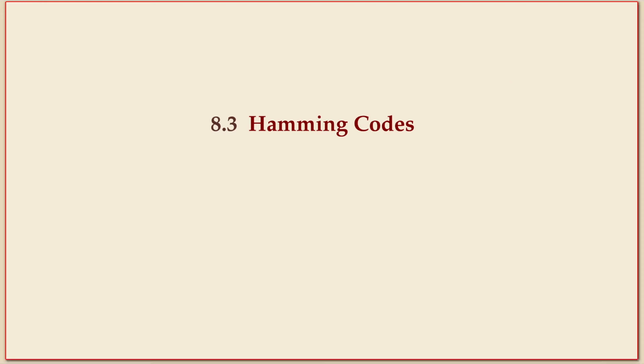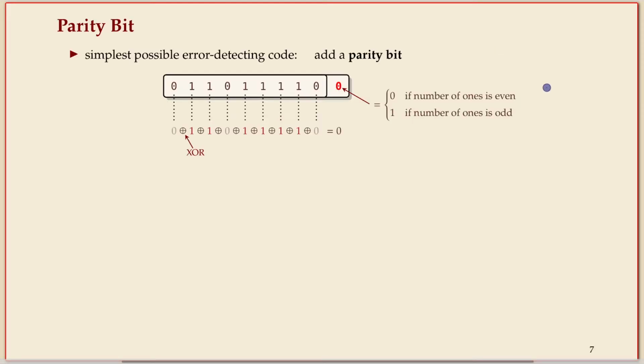But first off, we need a little bit of ingredients. And the first simple one is a parity bit. It's a simple idea that you may have seen before. It's maybe arguably the simplest possible error detecting code. It doesn't correct errors, but it detects errors.